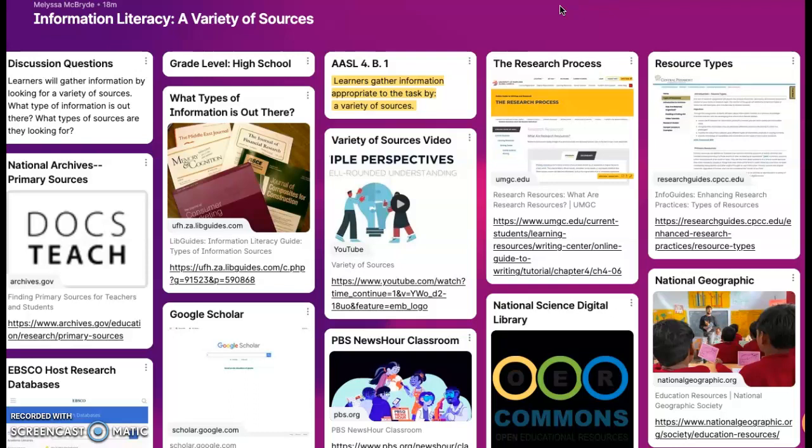The information literacy topic is on AASL 4B1, a variety of sources. Learners will gather information appropriate to the task by a variety of sources. The discussion questions I came up with were: learners will gather information by looking for a variety of sources. What type of information is out there? What type of sources are they looking for? And the grade level is high school.